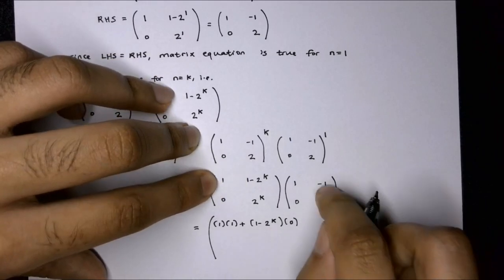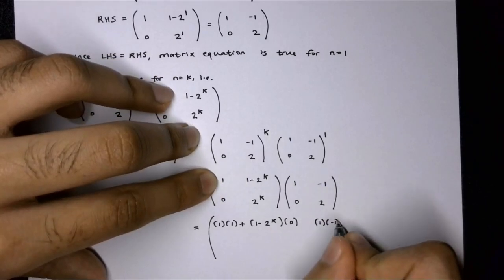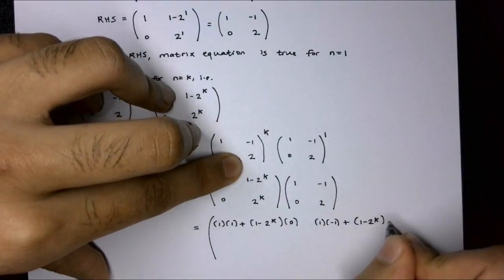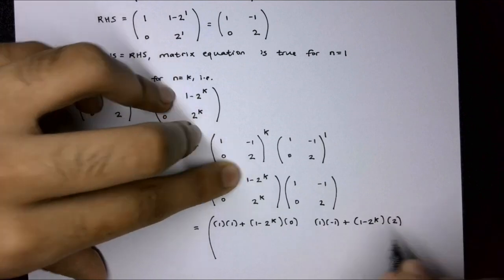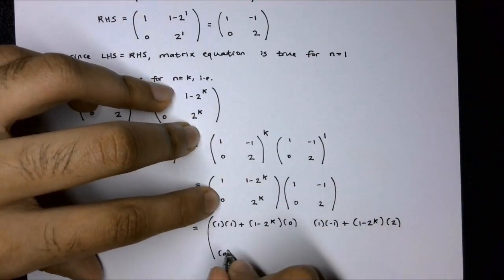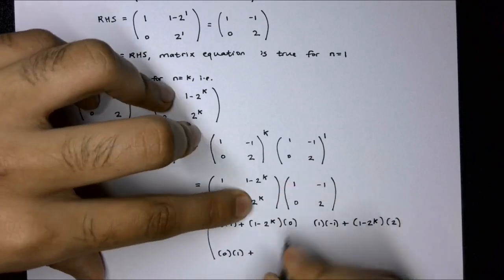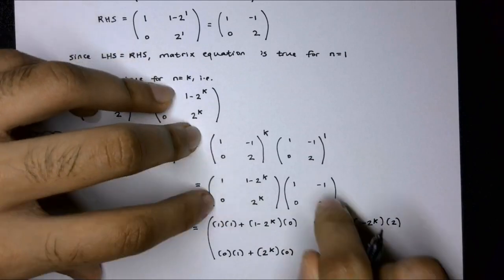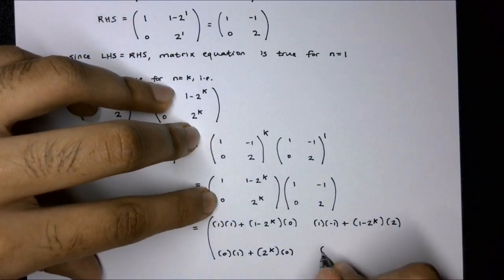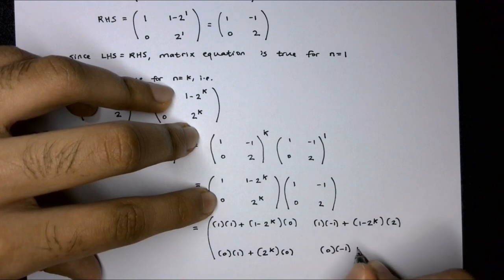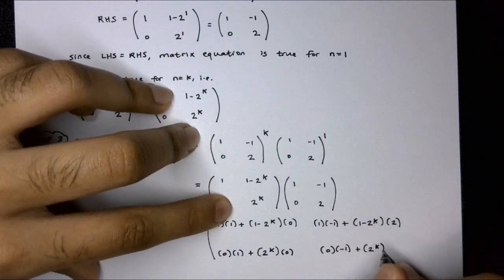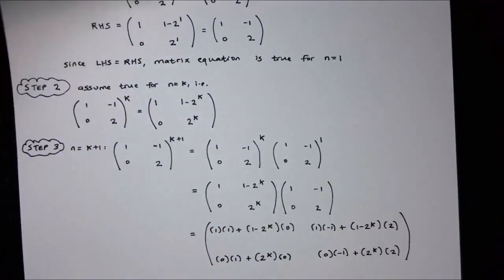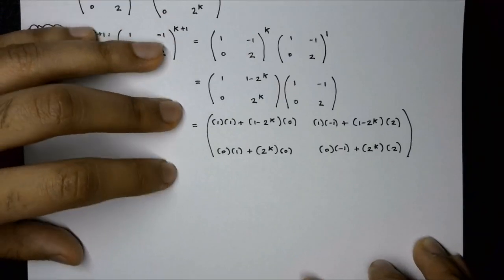For this element here, we've got 1 times minus 1 plus 1 minus 2 to the k times this 2. For this element here, we've got 0 times 1 plus 2 to the k times 0. And for this final element, we've got 0 times minus 1 plus 2 to the k lots of 2. Okay? So now we need to tidy all of this up.